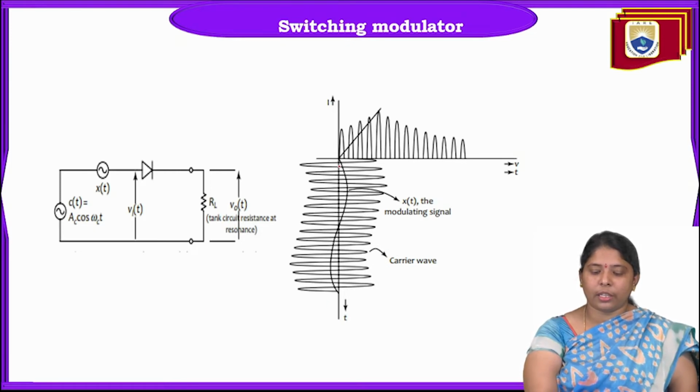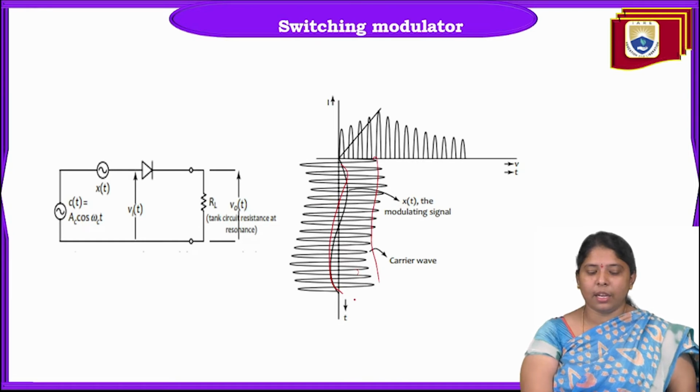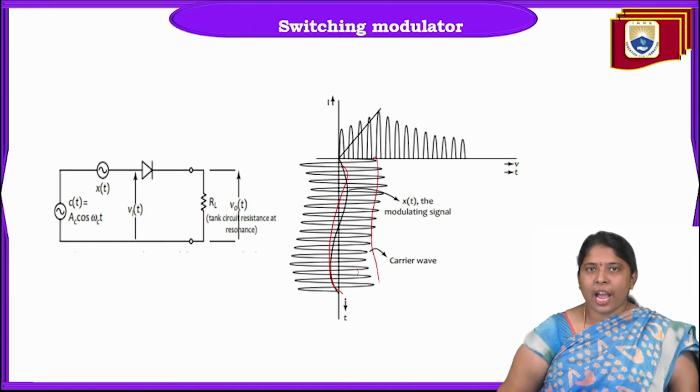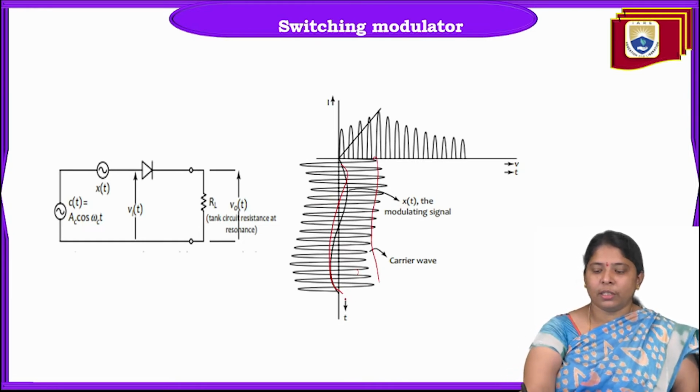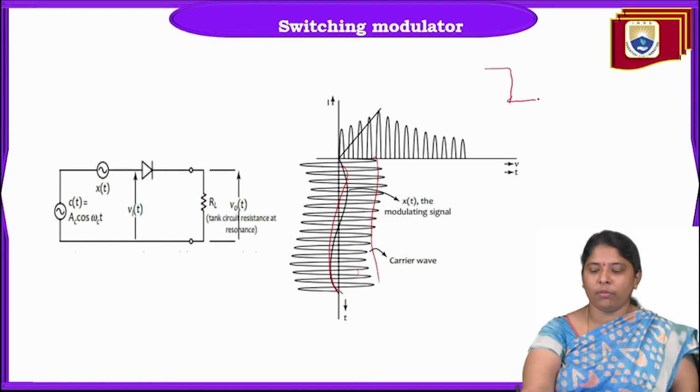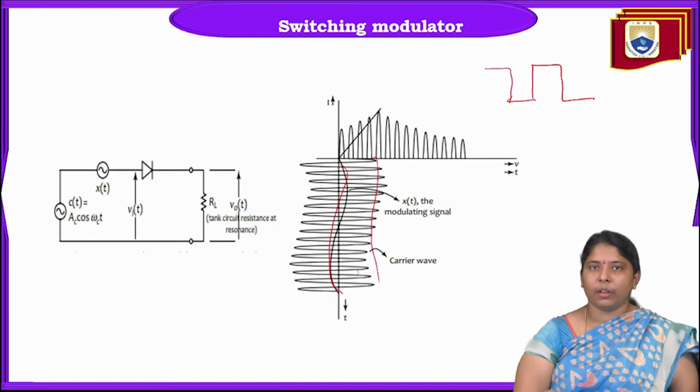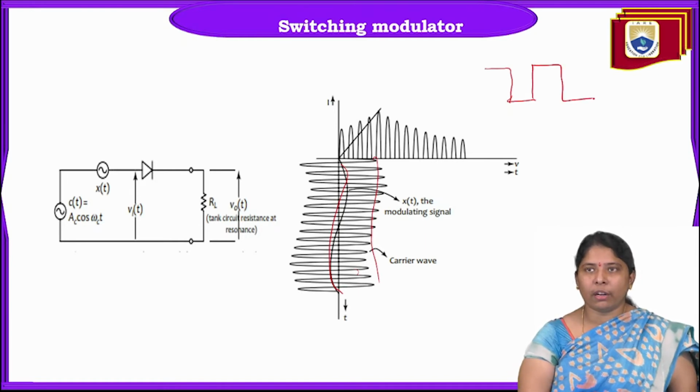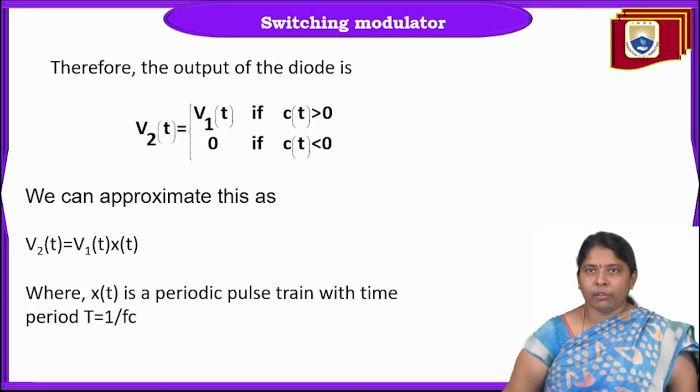This X of t is the modulating signal, and this carrier wave is the highest magnitude signal. So the carrier wave magnitude is more than the message signal. So the switch action: carrier positive, it is on, and carrier negative, it is off, on, off. It is like a periodic square wave. The switch operation we can estimate as a periodic waveform.